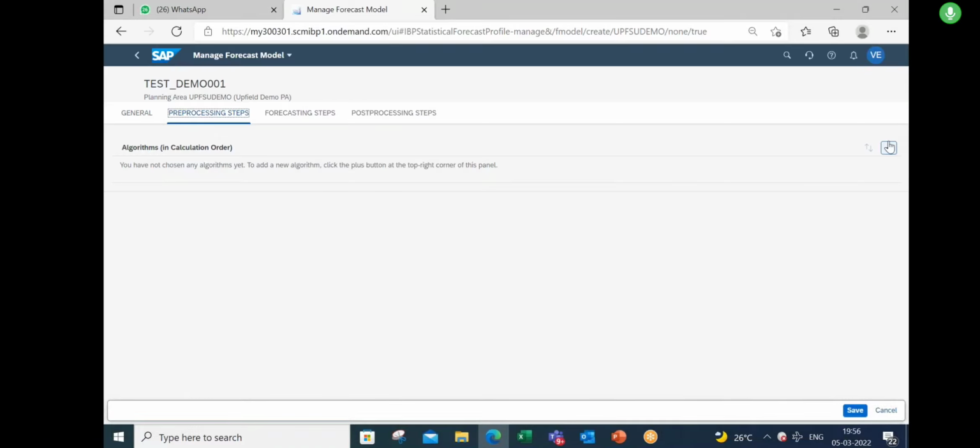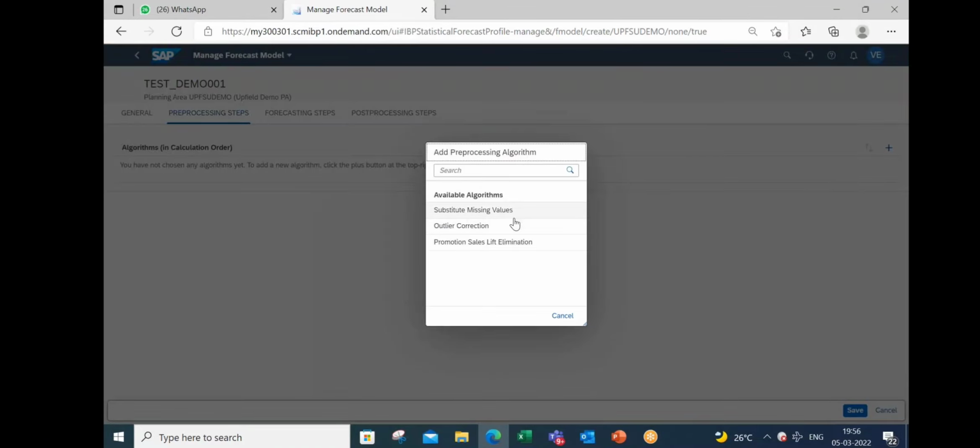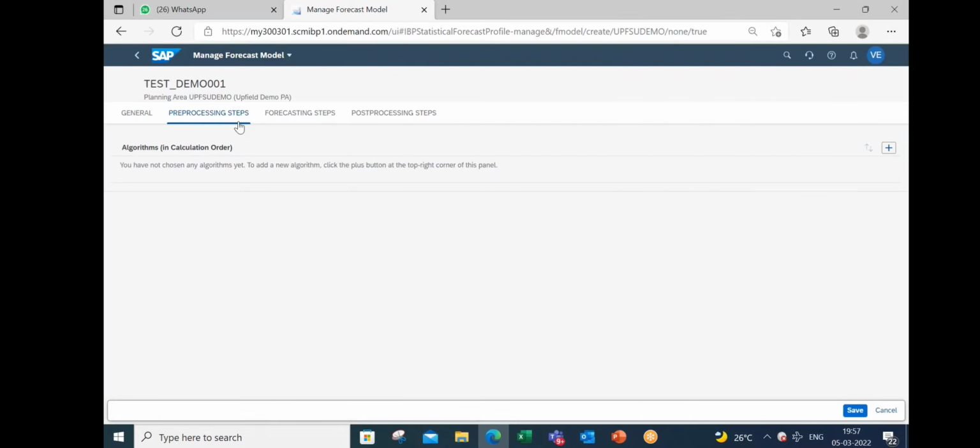Pre-processing steps. Basically you have two major ones, and you also have something called promotional sales lift elimination. We'll see the first one. The important thing is you can have only pre-processing steps, save your profile, and run the forecast job. Then only the pre-processing step will happen in that forecast job, meaning the statistical forecast will not get generated, but only outlier correction can happen.